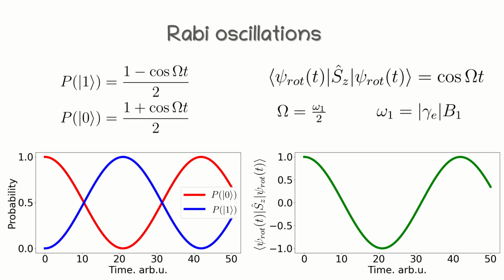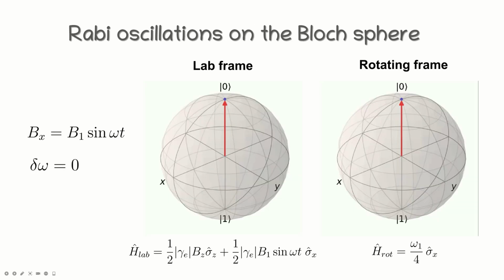Let's look again at the graphs of how the probabilities and the value of Sz expectation value change from the time for which a variable magnetic field is applied. The graphs show what we see in the lab frame, of course. The question is, what happens with the other spin components, Sx and Sy? So, let's look at Rabi oscillations on the Bloch sphere.